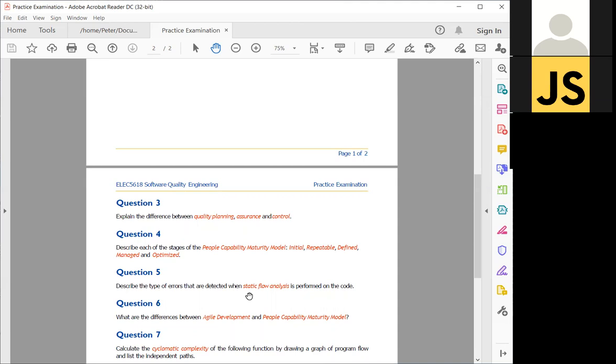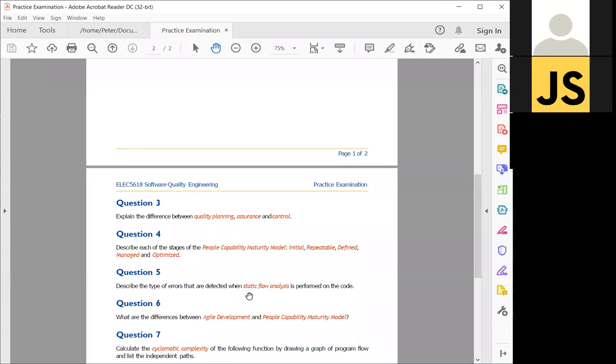So let's say, for example, I'm trying to provide an error, just a random example, say a data entry error. What I want to do in this case is justify and provide information in detail on how this error can be detected when static flow analysis is performed on the code. I would usually use a systematic way: talk about what static flow analysis is, what happens when it's done on the code, and then, if this error has been detected, describe how it is detected when this is actually performed on the code.